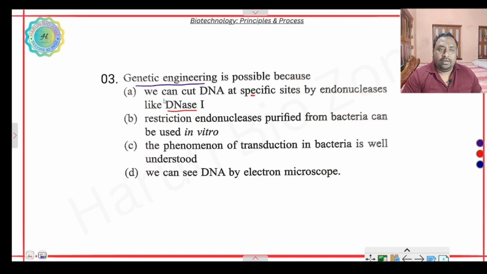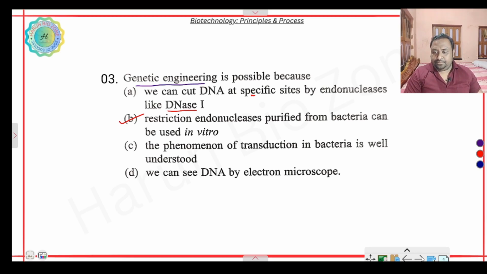Here genetic engineering is possible because the DNA is cut first at a specific sequence by restriction endonuclease. This is the first step of genetic engineering, because the main purpose of genetic engineering is hybridization of the organism, or increasing the product, or producing a genetically modified organism. So the first work is cutting the DNA and joining the DNA, then producing a recombinant DNA. The answer is that restriction endonuclease purified from bacteria can be used in vitro.